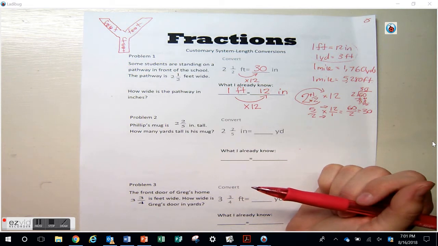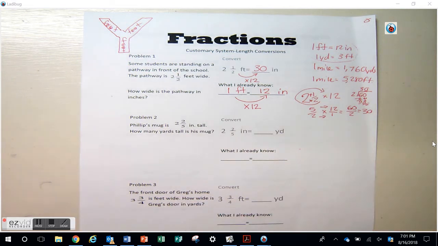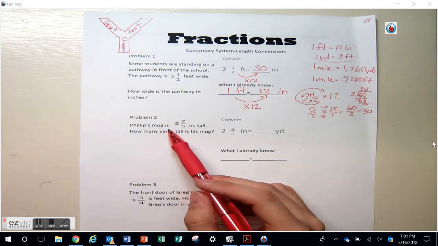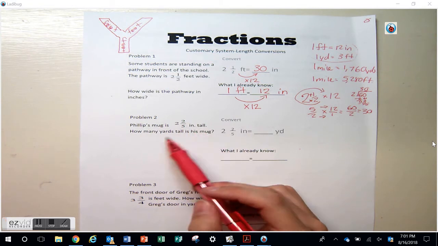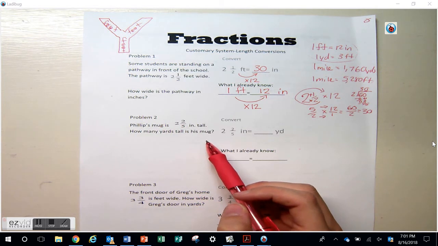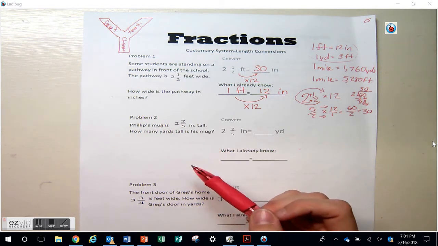Let's continue to our next problem. Philip's mug is 2 2/5 inches tall. How many yards tall is his mug? Well, it's inches tall. For us to do yards, that sounds kind of weird. But let's see what we can do.